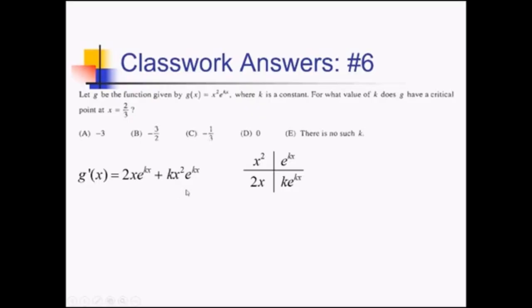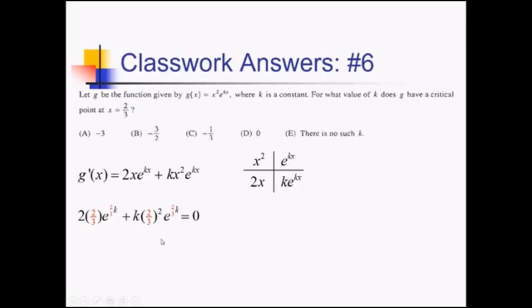Okay, so next we want to figure out when we plug in 2/3 for the x value on these, so 2 times 2/3 e to the 2/3 k, plus 2/3 squared k, e to the 2/3 k. When we plug 2/3 in for all those x values, we want to know what value of k makes this whole thing come out to 0. Because again, we're looking for a critical point when we plug in the magic k value. So in order to solve this for k, we're going to have to use a little algebra here.